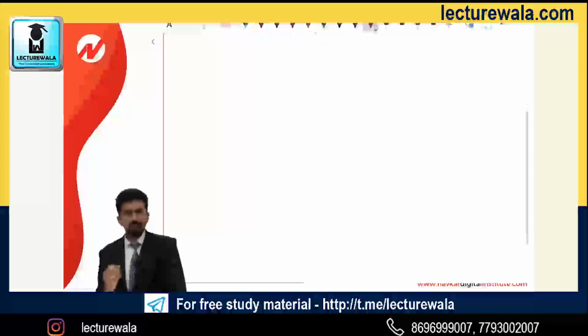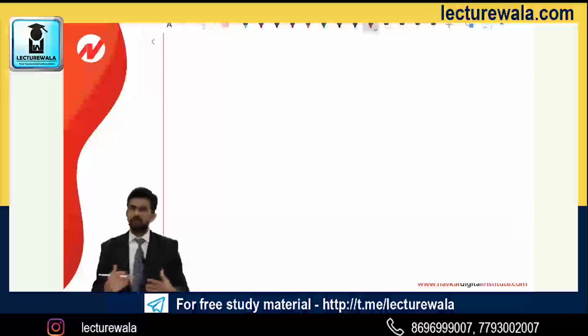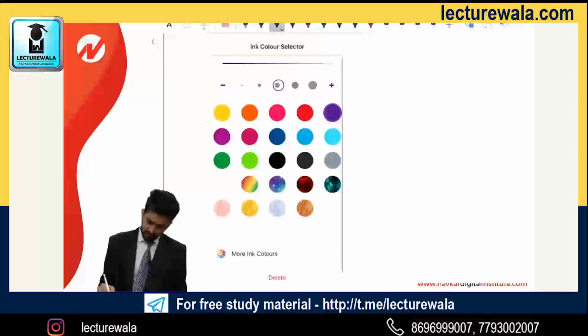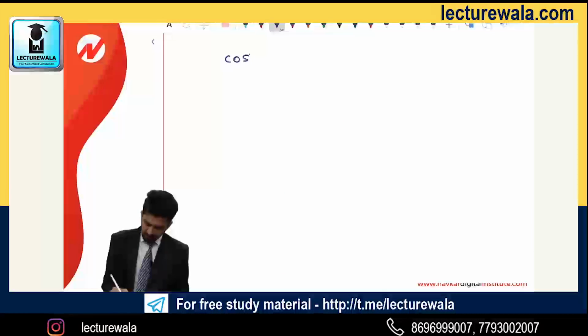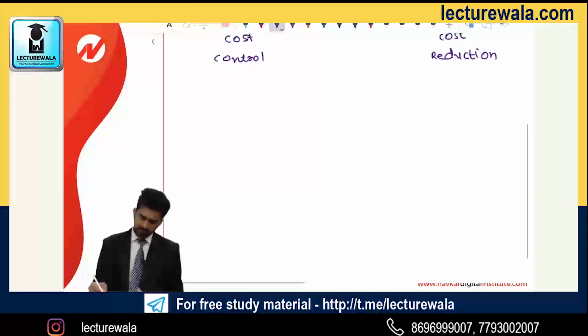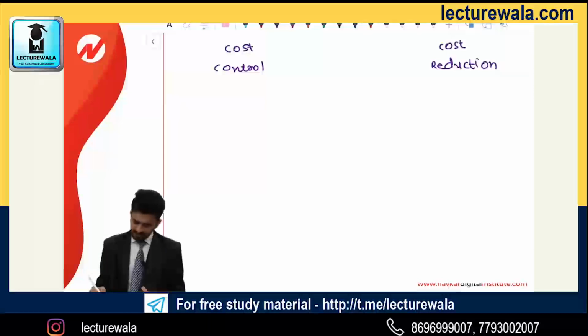First of all, before I commence, I want to give you a difference between two terms of costing. What are they? They are cost control and cost reduction. Now, before we get into the chapter of advanced variances, this is something very important to know.